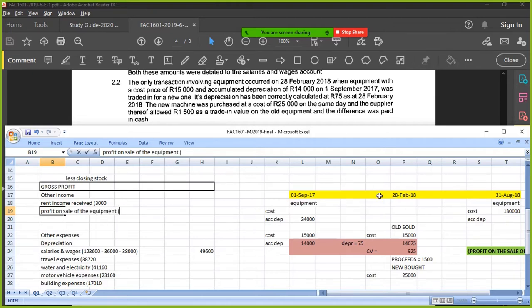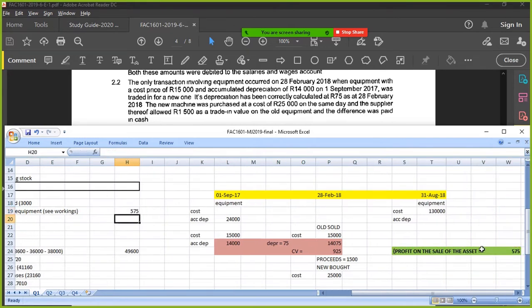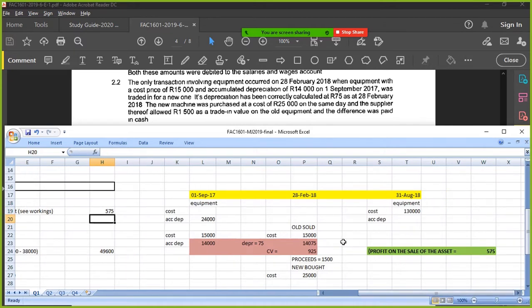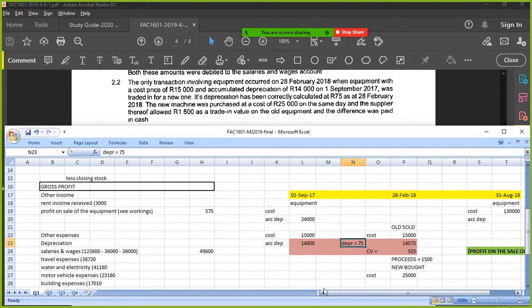In brackets, you could even show the working if you want to, or you can just say see working, because you would have done it on your script, your answer sheets. Okay, there it is. I've got that. That's something I need to provide for. Why? It's part of income and expenses. This depreciation I also need to provide for.